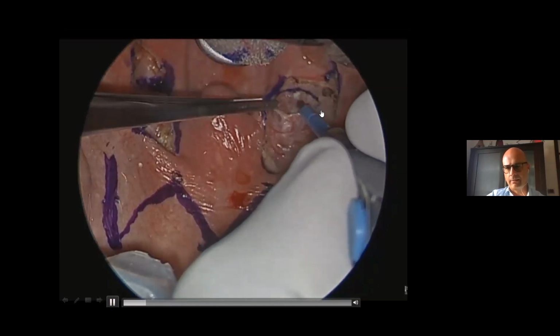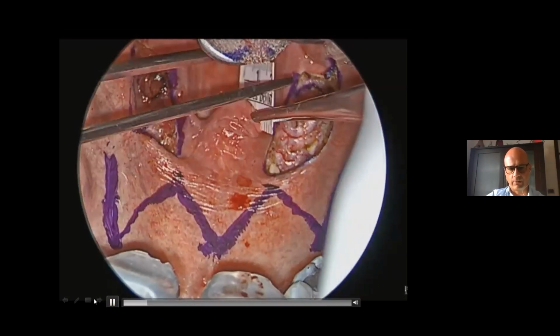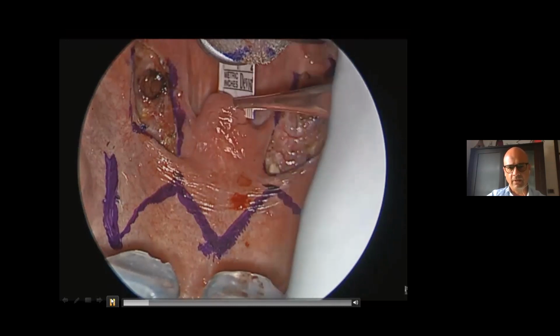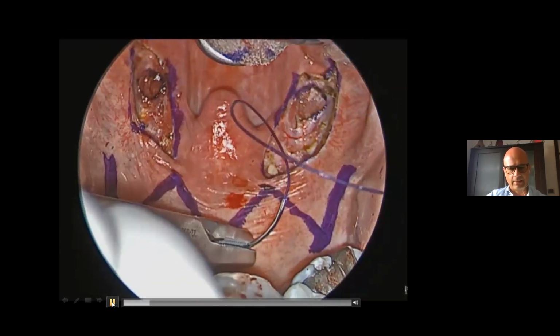And you see now, before using the suture, we release a little bit the palatopharyngeal muscle. It is not necessary to develop a muscular flap, but just to release to avoid too much tension at the end of the procedure. We have to release the palatopharyngeal muscle. Then we start by using the suture.